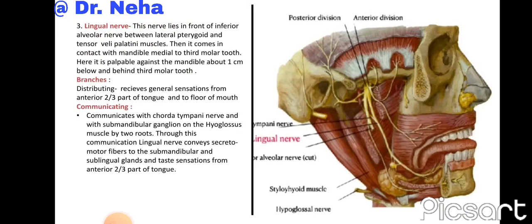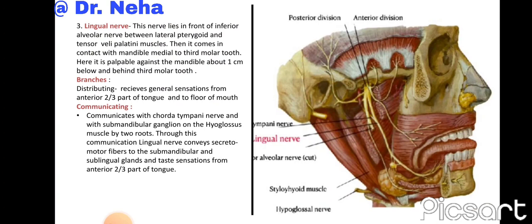The third branch from the posterior division of the mandibular nerve is the lingual nerve. The lingual nerve lies in front of the inferior alveolar nerve between the lateral pterygoid and tensor veli palatini muscle. Then it comes in contact with the mandible medial to the third molar tooth. Here it is palpable against the mandible about 1 cm below and behind the third molar tooth.